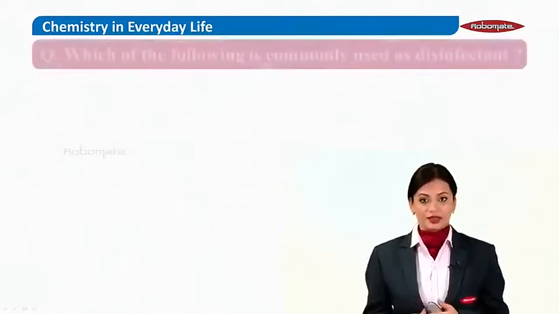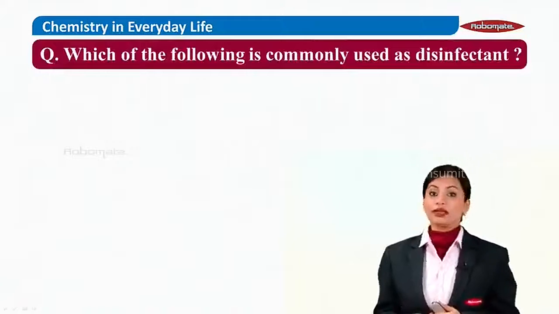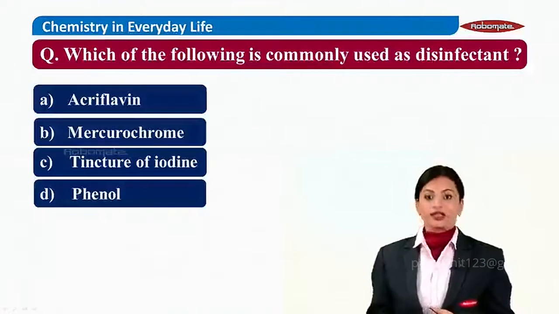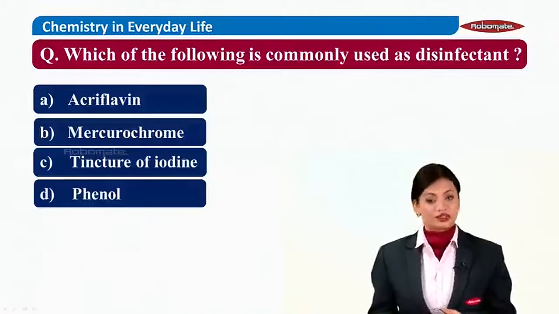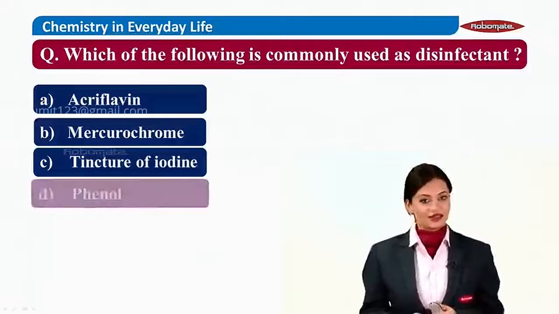Then children, let's come to some MCQs. Which of the following is commonly used as a disinfectant? Is it bithionol? Is it mercurochrome? Is it tincture of iodine? Or is it phenol? Yes, the answer is phenol.